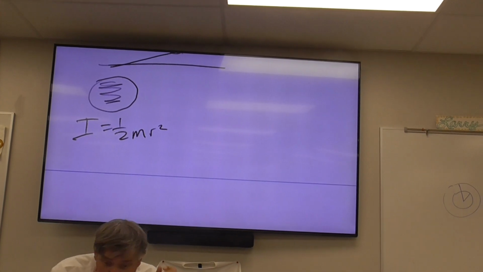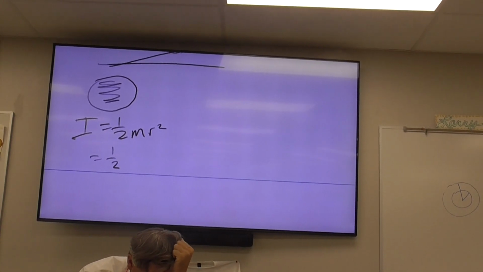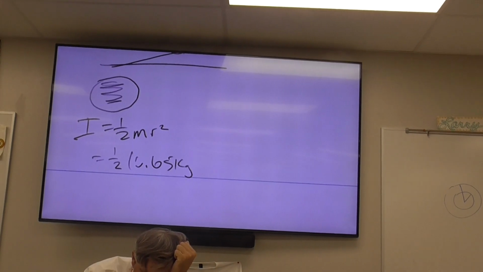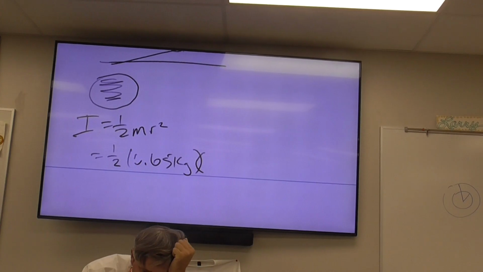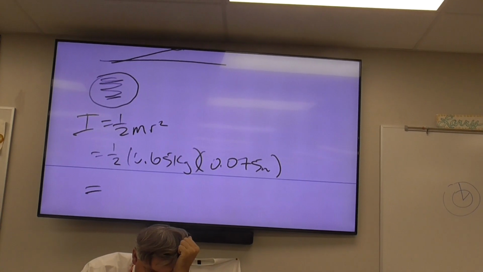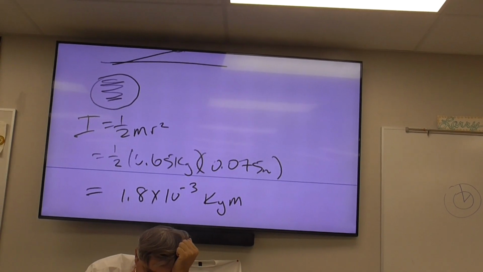So if you plug in the numbers for these objects, you have 1/2 times a mass of 0.65 kilograms, and the outside radius is 0.075 meters, and you do all this math, and you get 1.8 times 10 to the negative third kilograms meters squared.